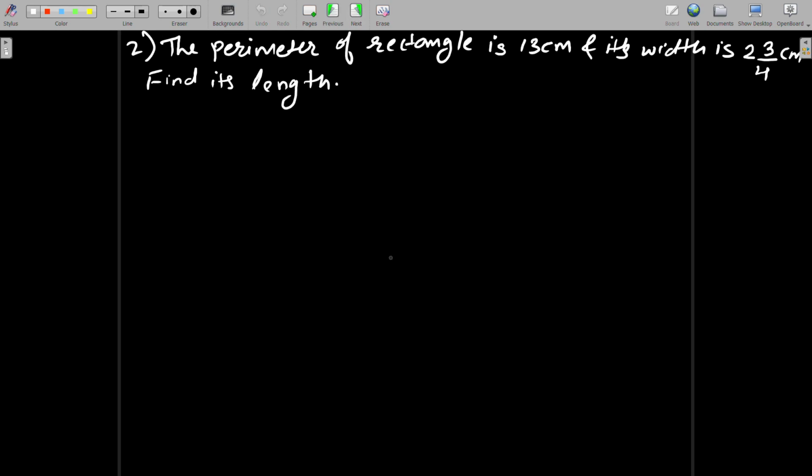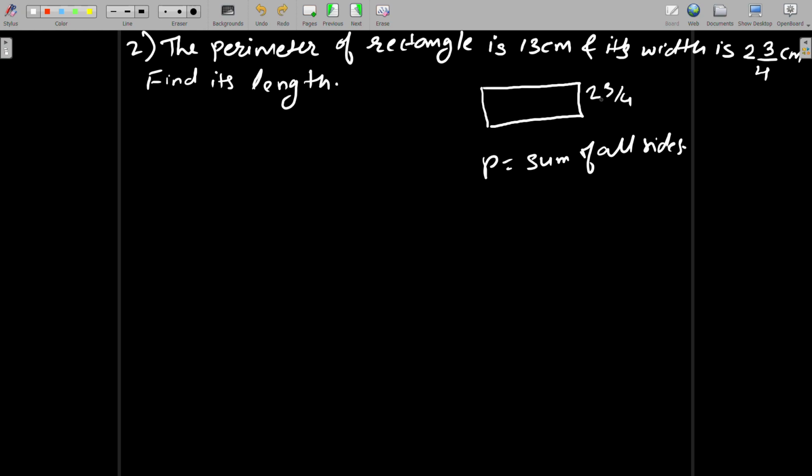The next example is: the perimeter of a rectangle is 13 centimeter and its width is 2 3 by 4 centimeter. Find its length. Everyone knows what the perimeter of a rectangle is. Now this is your rectangle. They are saying that the perimeter of the rectangle is 13 centimeter. Perimeter means P is equal to the sum of all sides, right? So its width is 2 3 by 4. Now what we have to find is the length.